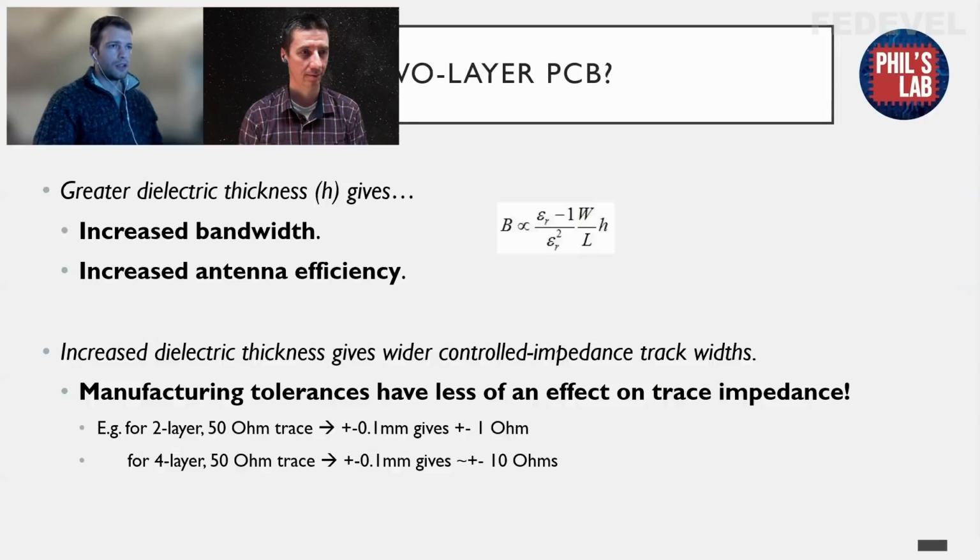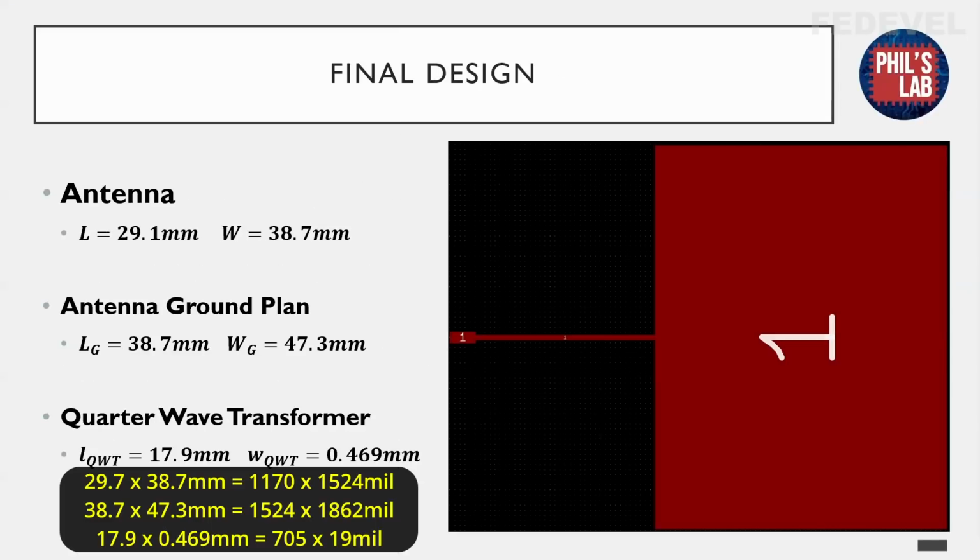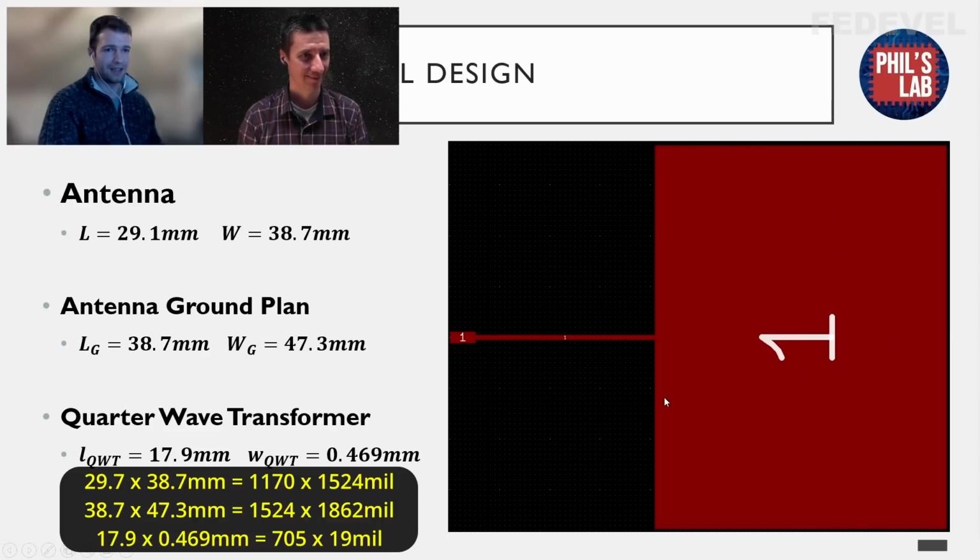Yes. So here then is the final design. This is the footprint. Basically, we can go through it later actually. I made the footprint in KiCad. It looks huge if we look at it like this. We have the antenna on the right side here with a length of 29.1 millimeters, width of 38.7 millimeters. The ground plane needs to be 38.7 millimeters actually, and 47.3 millimeters. And that was that basically calculation.